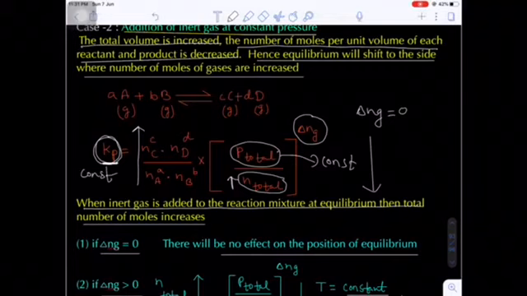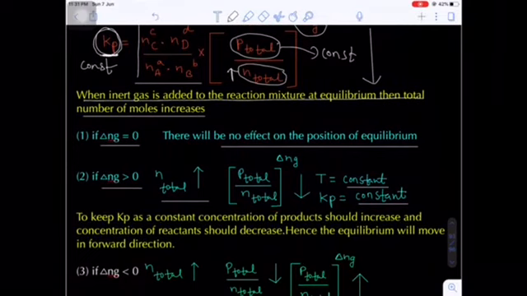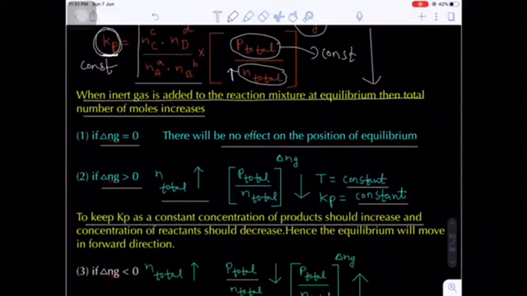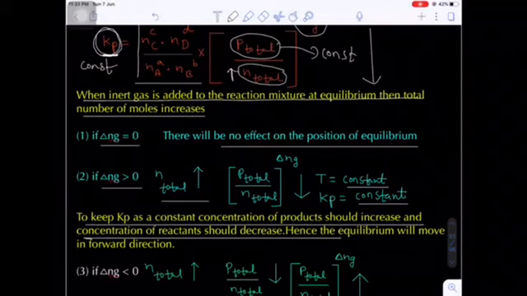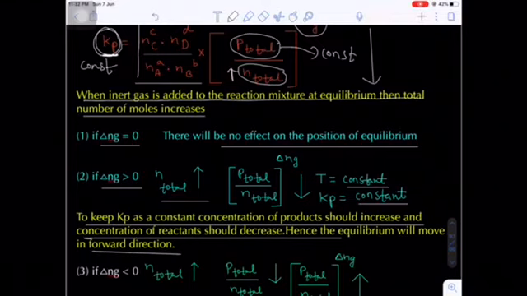That means the numerator should increase, the denominator should decrease, then the total value in this part increases. That means in the numerator, what happens? Number of moles of products. In the denominator, number of moles of reactant. That means here, to keep the Kp constant, the concentration of the product should increase and simultaneously the concentration of reactant should decrease. In which situation does the concentration of products increase and the concentration of reactant decrease? When the system tends to move in the forward direction.